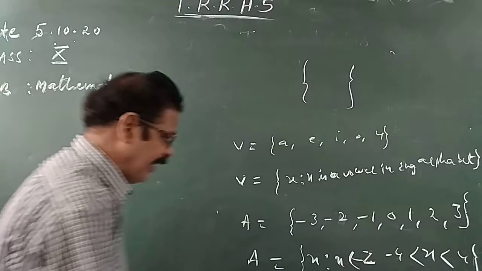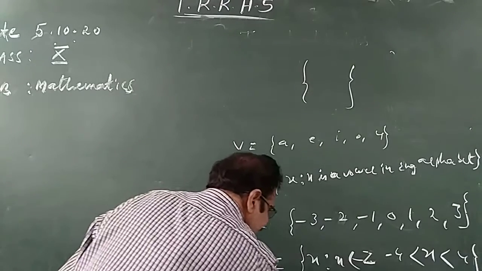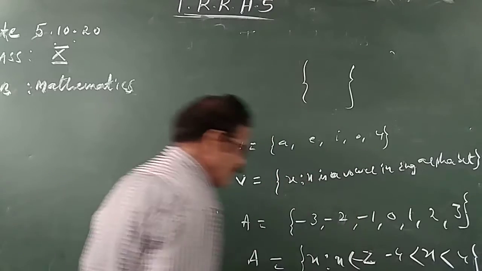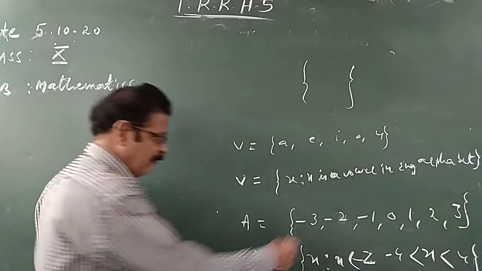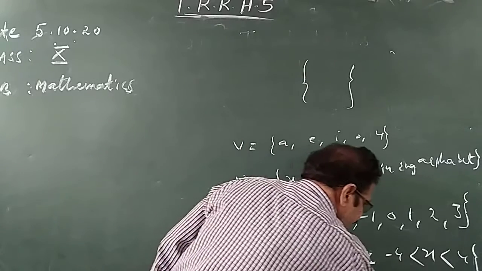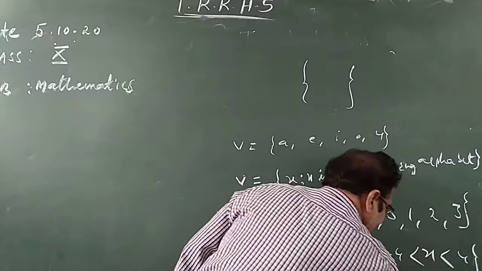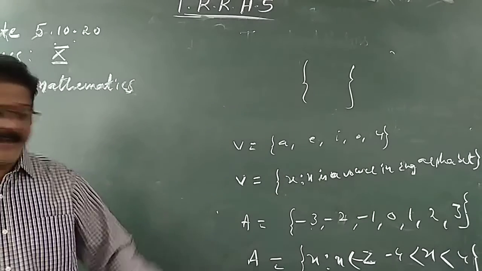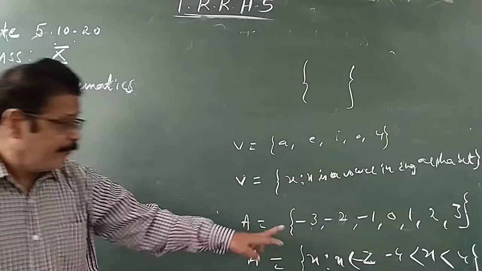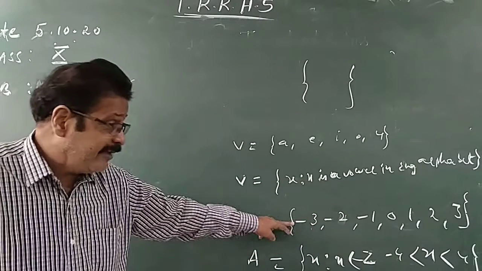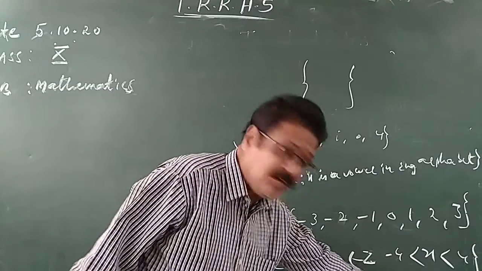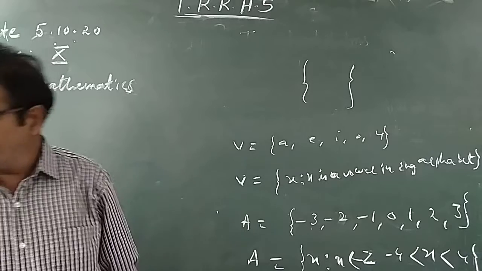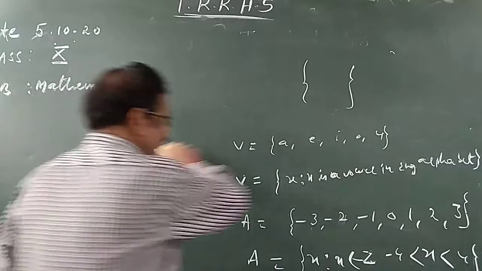This can also be written as x belongs to Z. When it includes -3 and +3, use the equal sign. In two ways we can write: x lies between -4 and +4 means -3 to +3. When -3 and +3 are included, use the equal sign. So this is the way of writing the set builder form. This we learned in the last class.